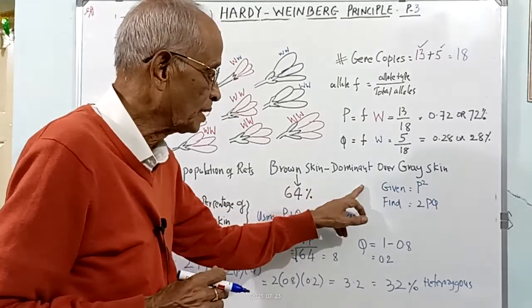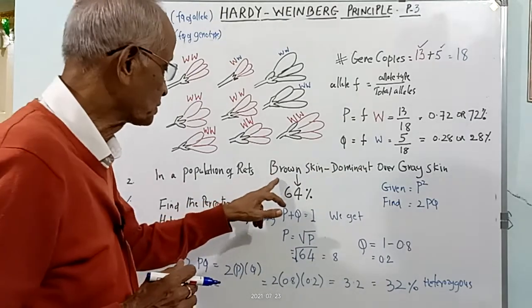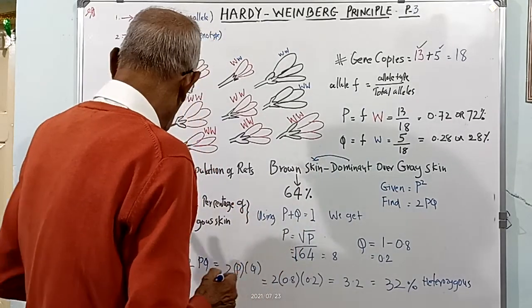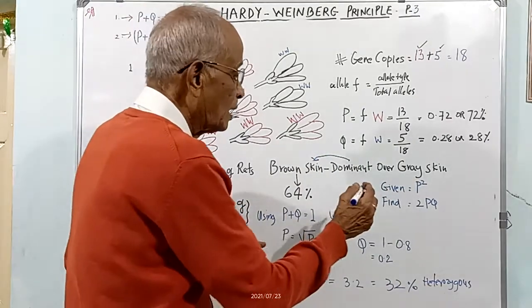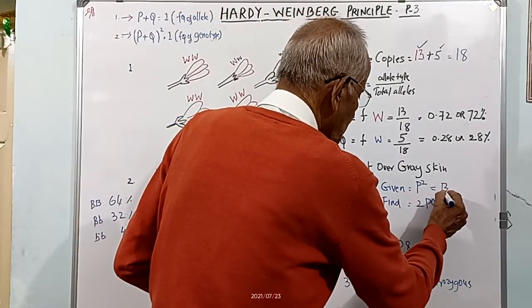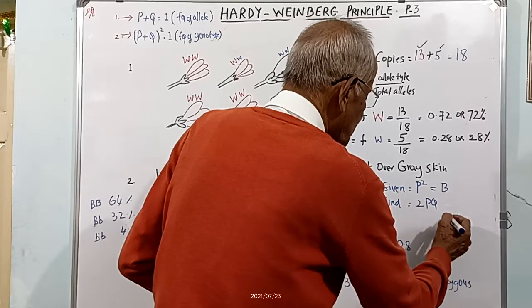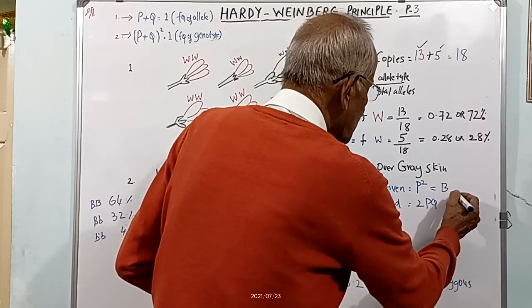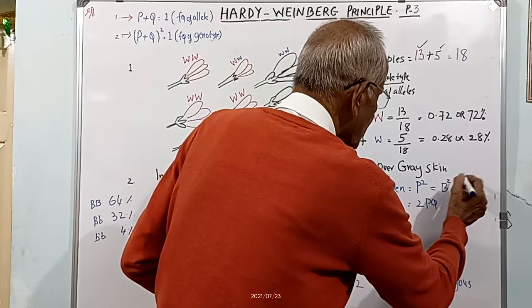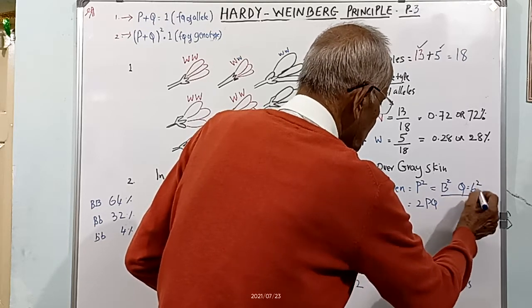What is given for you here? Given for you is P square. What is P square here? P square refers to the dominant brown skin. If we were to make the symbol for that, let's say P is equal to capital B, brown, and Q can be written as small b square. So that may be the symbol we have to use.